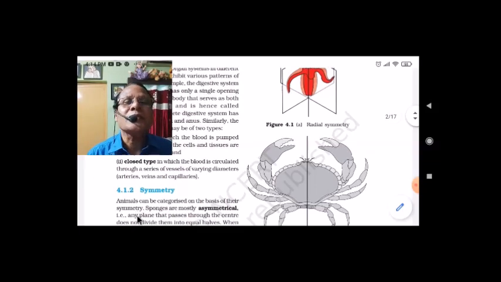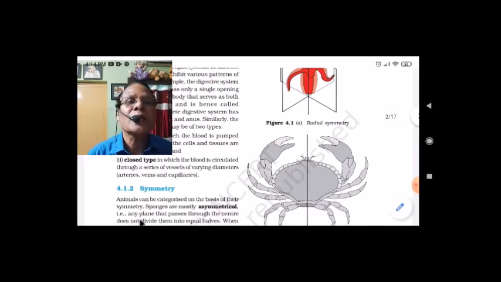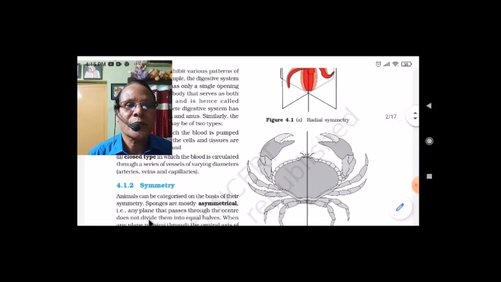In asymmetry, any plane that passes through the center or central axis does not divide them into equal halves. Such a symmetry is called asymmetry. Asymmetrical animals are the sponges, or we have the poriferans. The phylum Porifera, which includes sponges, normally exhibit asymmetry.